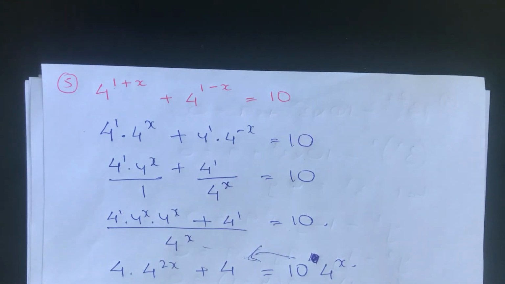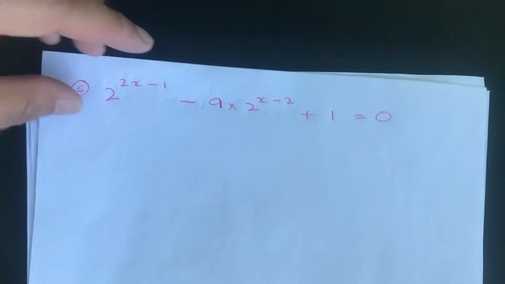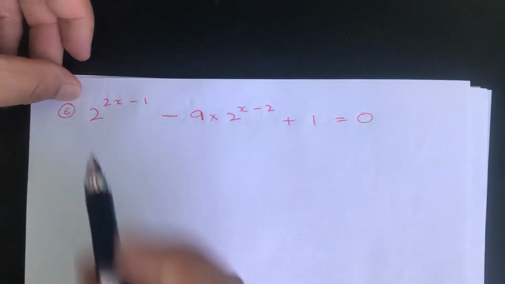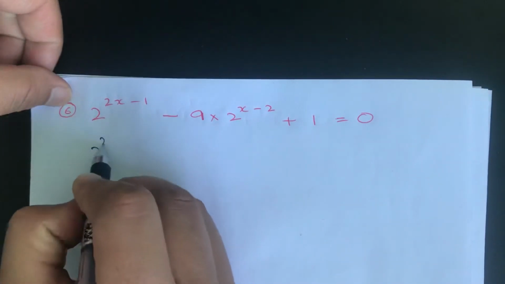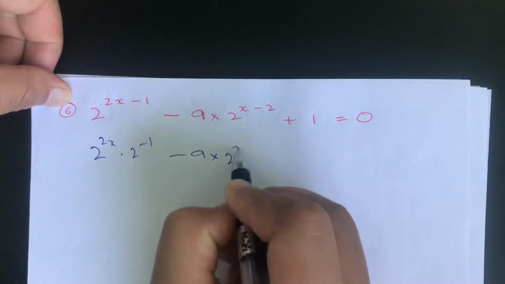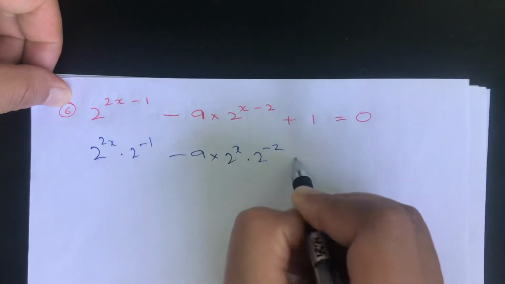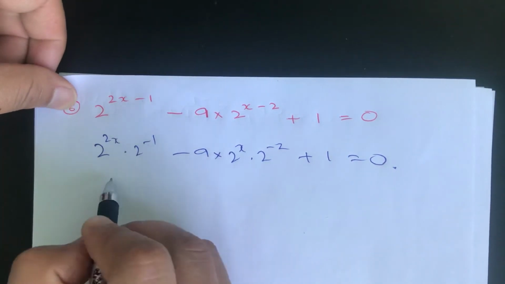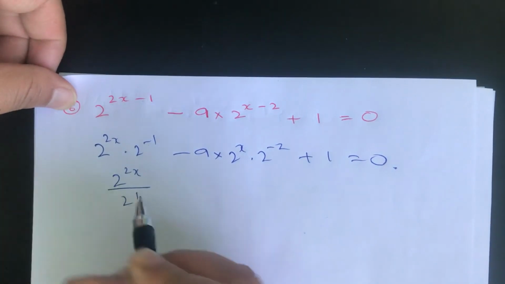Okay, so let me give you one more example of that kind of question. Again we have 2 powers. Again what we do is we separate 2^x into 2^(x minus 1), minus 9 into 2^x into 2^(minus 2), plus 1 is equal to 0. And what we do is, again, the negative power I need to make positive by taking it down.